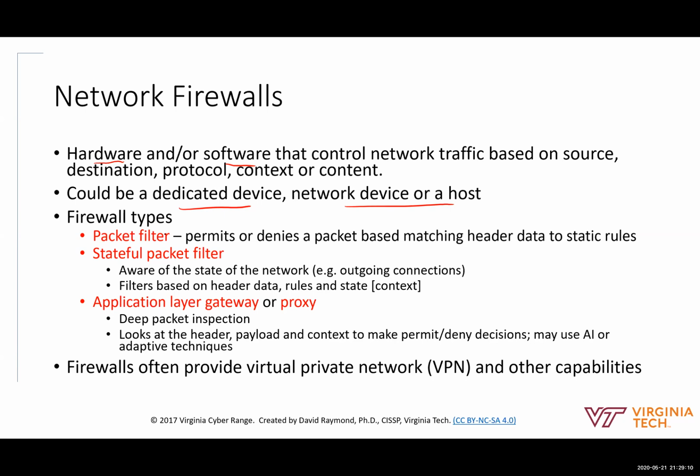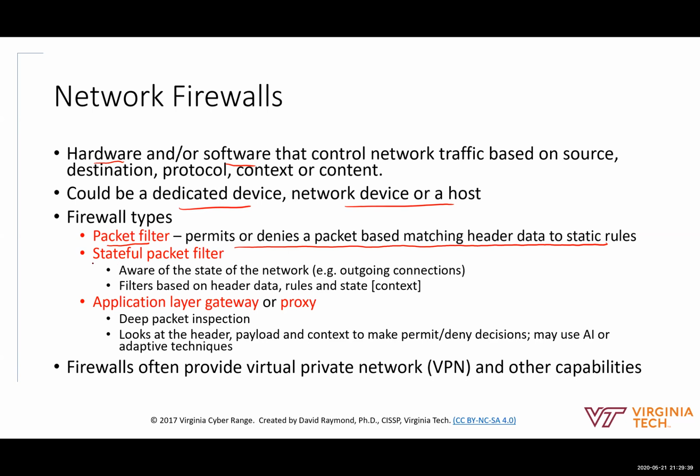And there are different firewall types. There's this notion of a packet filter. Packet filters are very simple. They simply filter traffic based on IP address and TCP port or UDP port. So it permits or denies traffic based on matching header data to static rules. And that's the simplest kind of firewall.